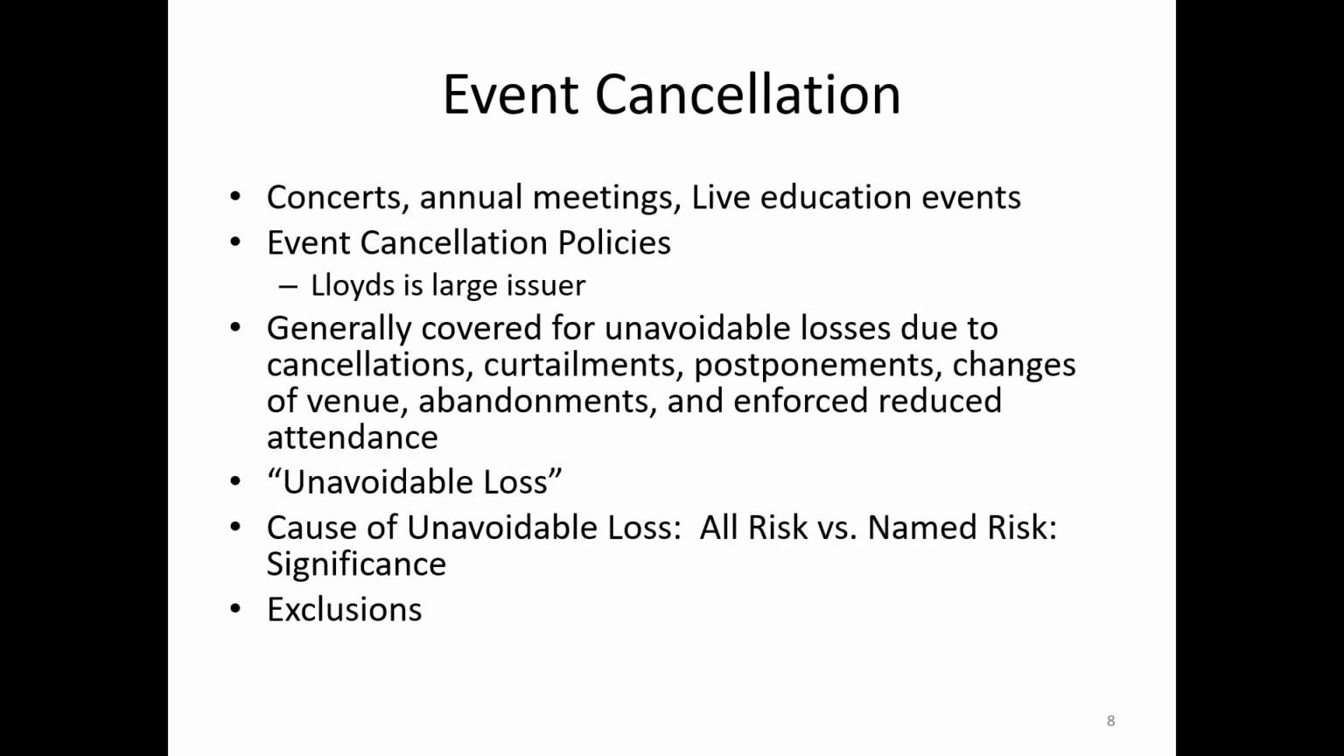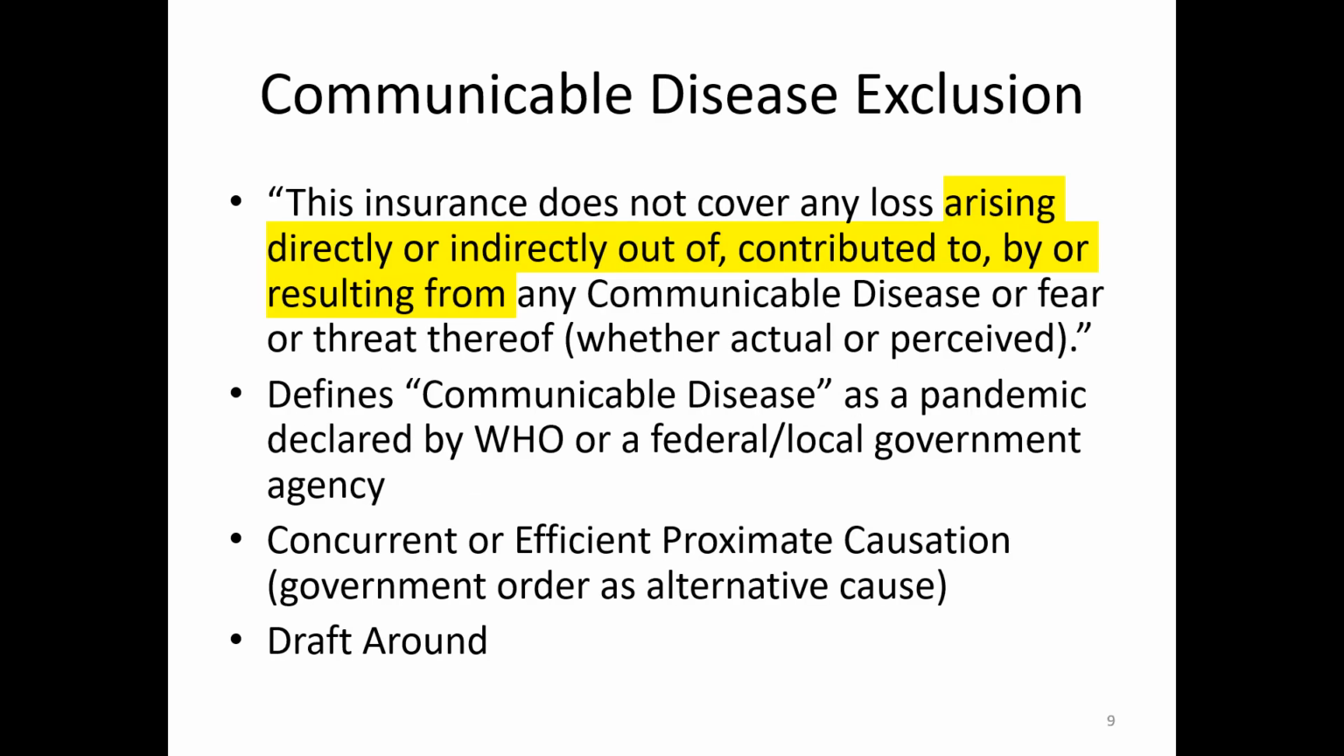So the next issue that you would get into is the exclusions, and many of these policies have a communicable disease exclusion, as we did. "This insurance does not cover any loss arising directly or indirectly out of, contributed to by, or resulting from any communicable disease, or fear or threat thereof, whether actual or perceived." Our policy defines communicable disease as a pandemic declared by the World Health Organization or a federal or local government agency. So clearly COVID-19 would have been excluded with this exclusion.